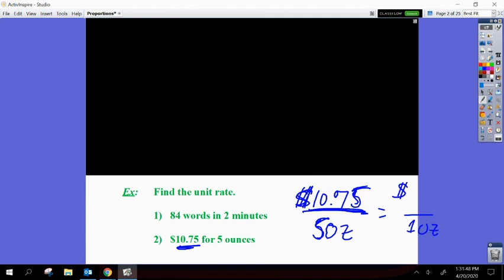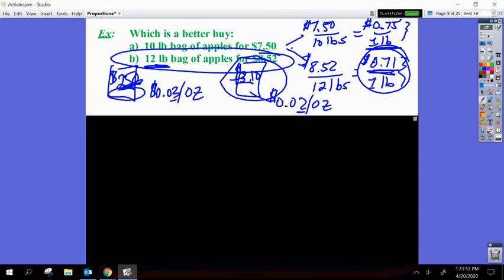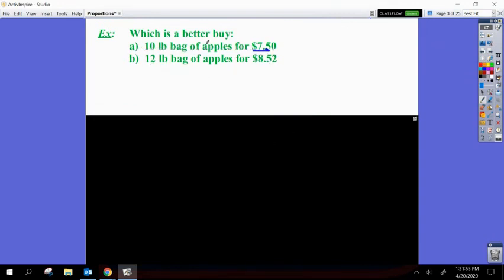ounce. And then you can compare if you have multiple examples, such as this one, you can just divide money divided by pounds, money divided by pound, remember money's on top. So 750 for 10 pounds. And then you could divide 852 for 12 pounds. And see what you get, and you can compare.